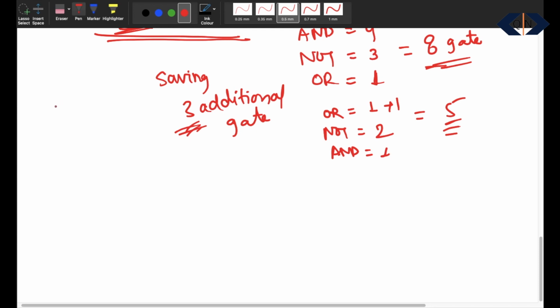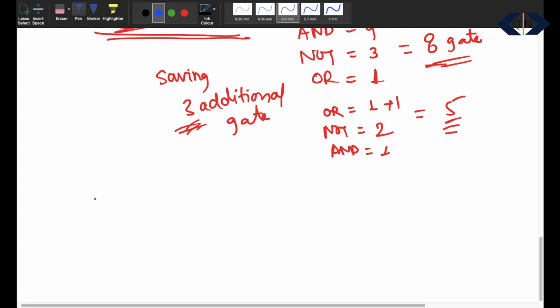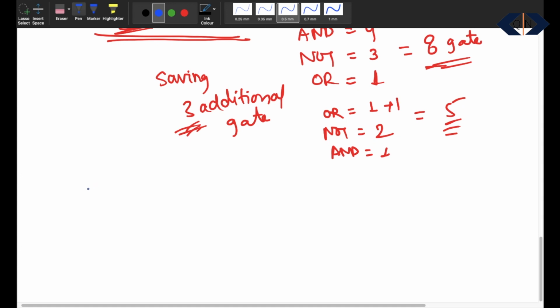Now let's look at one more question. I am solving more and more questions so that you can understand how we are simplifying the Boolean expression. So this is (A plus B) and (A bar plus B plus C) and C bar. So this is our question.